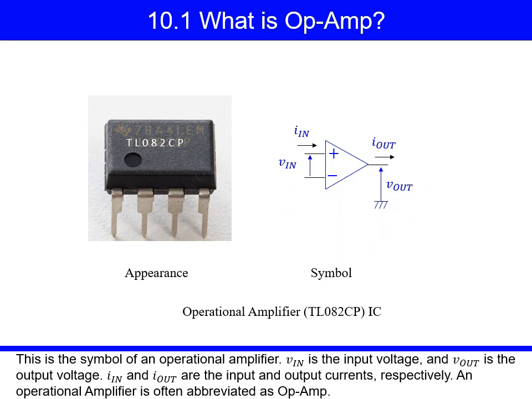This is the symbol of an operational amplifier. Vin is the input voltage, and Vout is the output voltage. Iin and Iout are the input and output currents respectively. An operational amplifier is often abbreviated as op-amp.